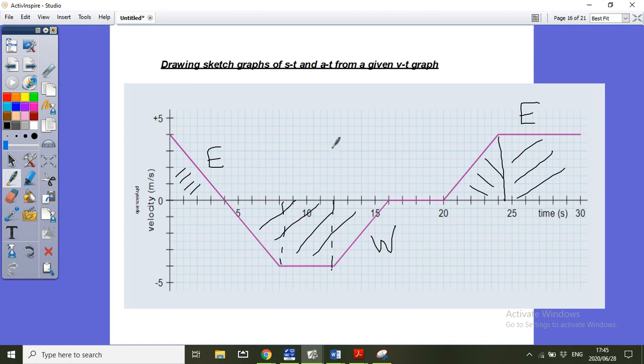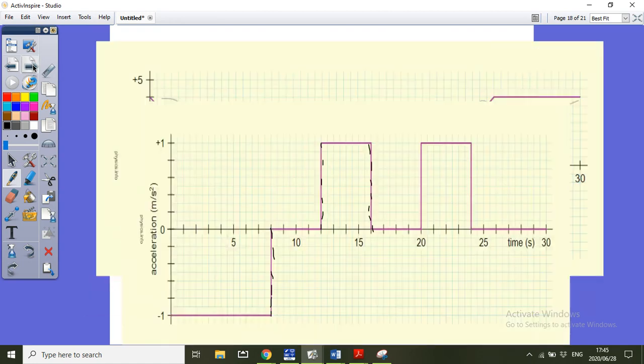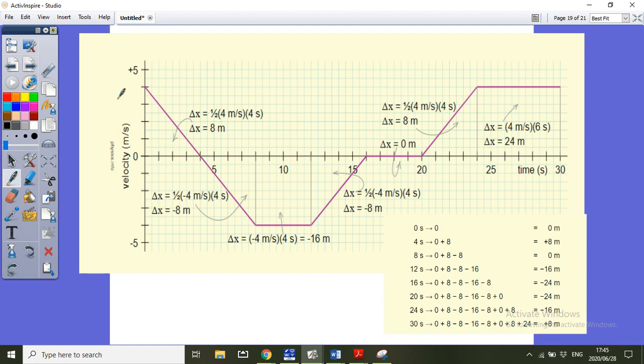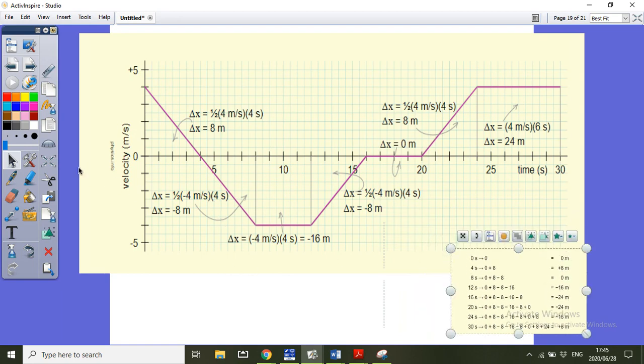So step 1, if this is a detailed question, is to go and get these areas, because those are going to be your plots on your displacement time graph. I don't want to spend time doing that. So if you look at this slide here, the values have already been calculated. For the first bit here, we have 8 meters. So we've traveled 8 meters forward or east, or whatever the question tells you. This little triangle here is -8.